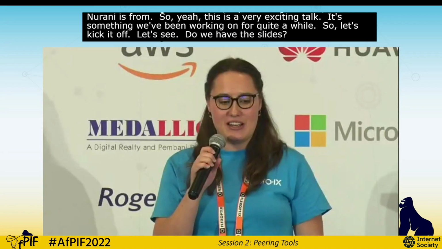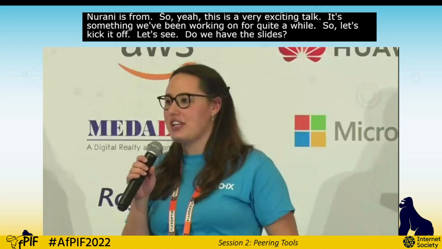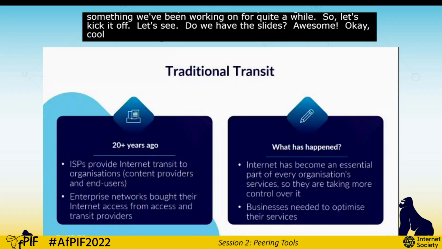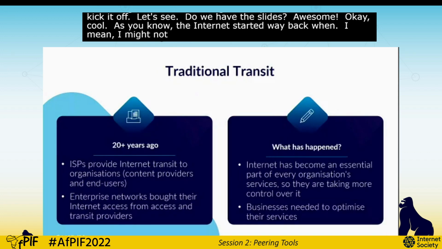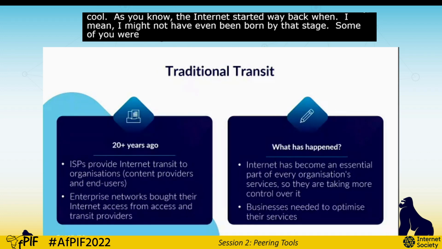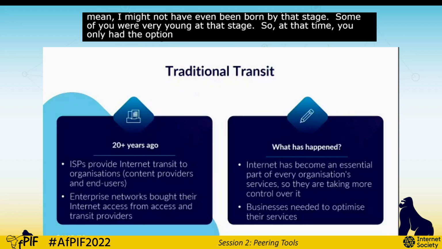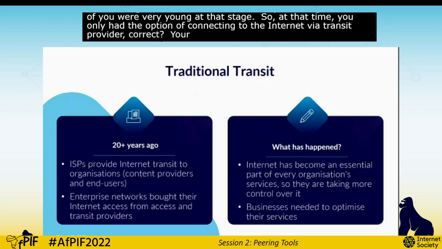Awesome. Okay, cool. So as you know, the internet started way back when. I mean, I might have not even been born by that stage. Some of you were very young at that stage. So at that time, you only had the option of connecting to the internet via transit provider, correct? Your upstream provider. And the enterprise networks, as I mentioned, transit providers or upstream providers is how you would connect to the internet and get your connectivity.